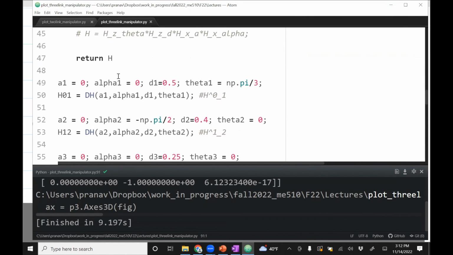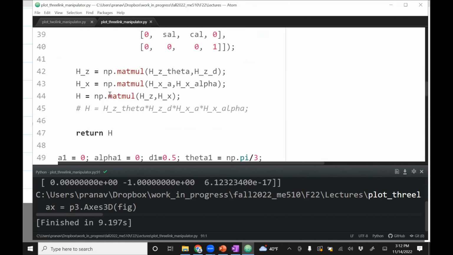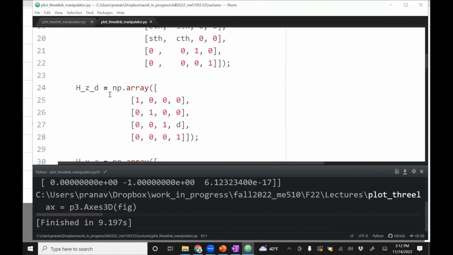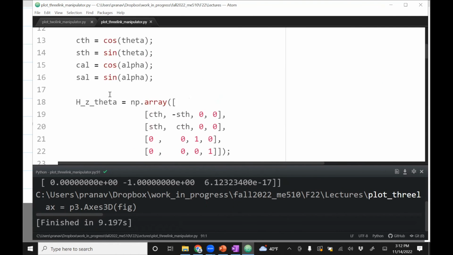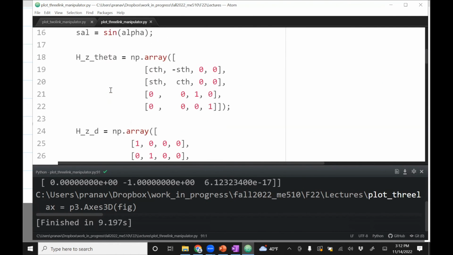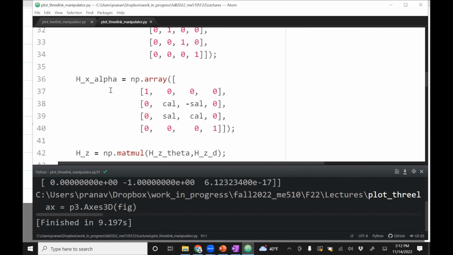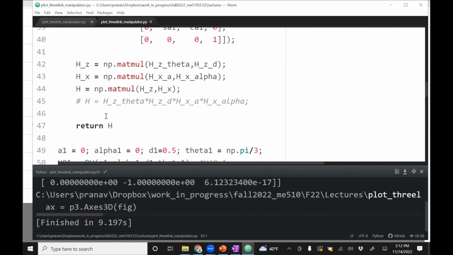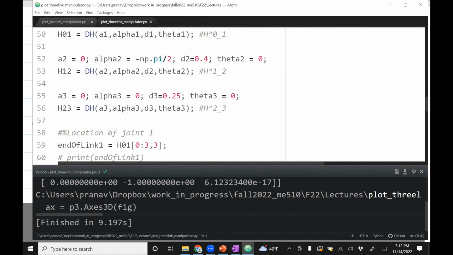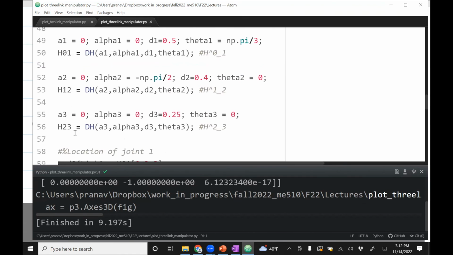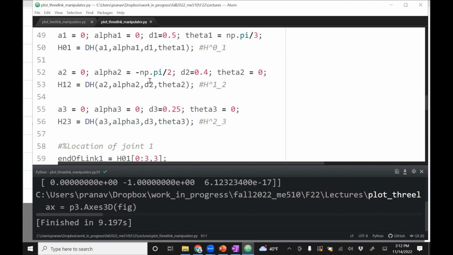Okay, so the DH function is the same, it's copy paste, nothing different there. That's a DH function. It basically returns the homogeneous matrix H composed of those 4 multiplications, so return H. Then H01, H12, H23 is straightforward once I have the A from the DH table, which I wrote down.